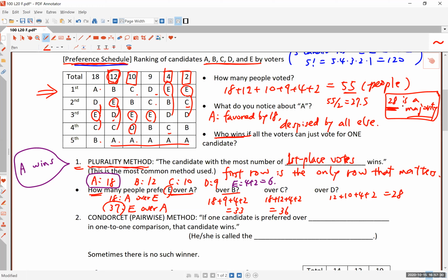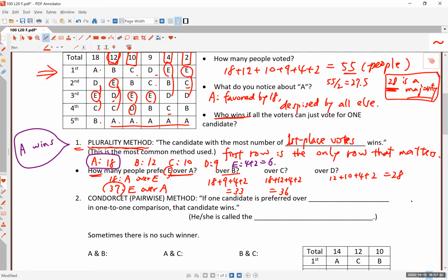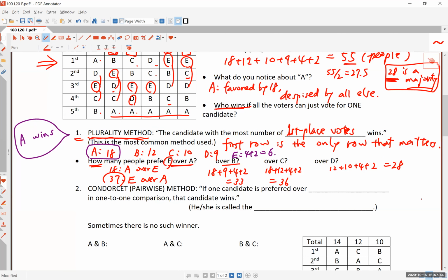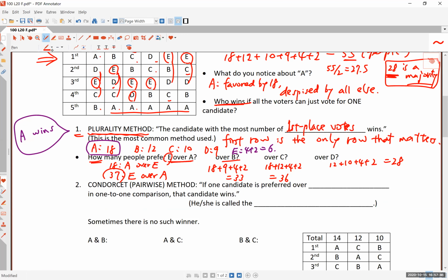Okay, so you know what this is saying? E is preferred over A, B, C, and D by a majority of the voters. So if you do a pairwise comparison, E beats everybody, okay? And this is the second method.